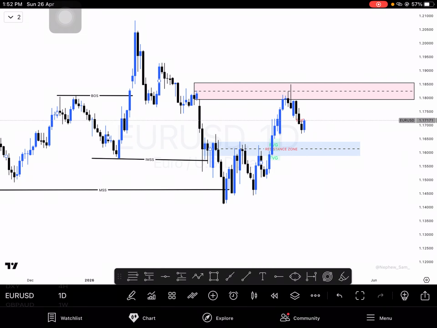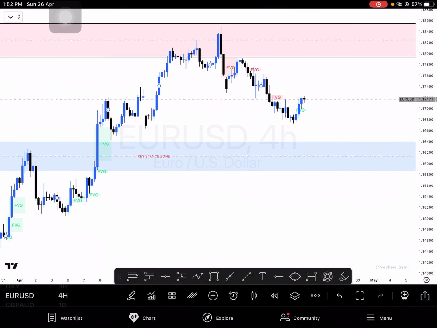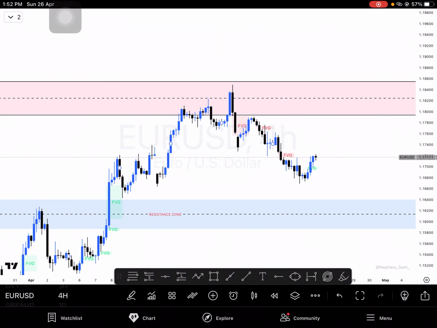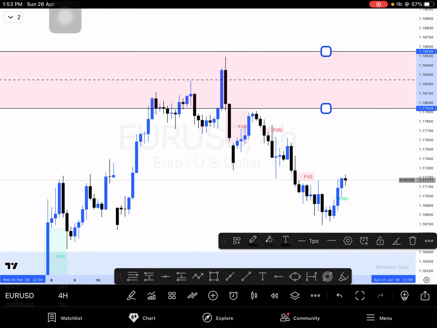So what did market do? Market reacted off the order block, and we're expecting a sell from there, but we can't sell from the daily time frame. We need to move into the 4-hour time frame to see if there's an opportunity for us to sell, right? So this was where I had this sell from, and this was where I had the sell from.